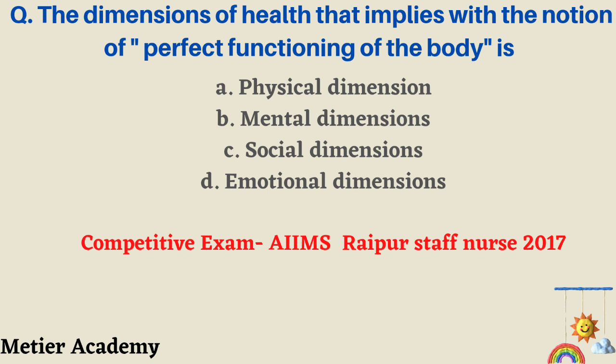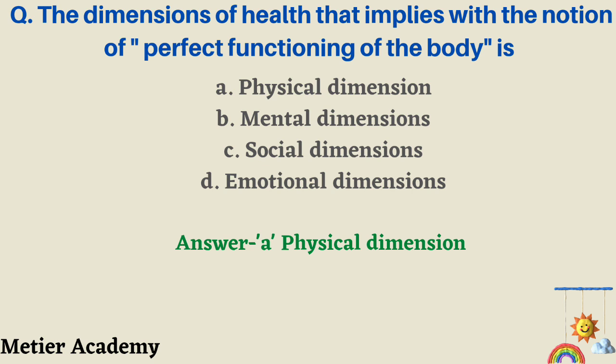The next direct question is, the dimension of health that implies the notion of perfect functioning of the body is. The options given here are physical dimension, mental dimension, social dimension, emotional dimension. This question was asked in the AIIMS Raipur Staff Nurse Exam 2017. And here the correct answer is option A, physical dimension.